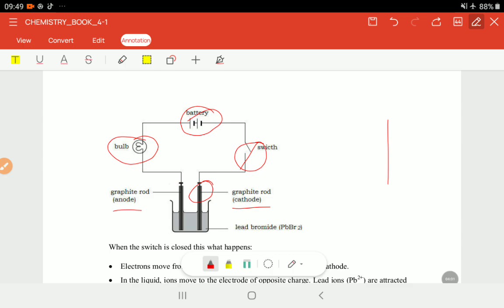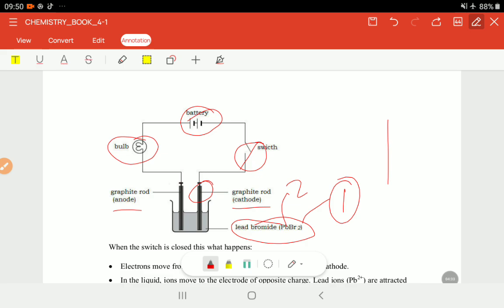This is our electrolyte and it's called lead bromide. And lead is in group 2, and we know bromine just needs one electron, right? They just need one electron. Because it needs only one, it is in group 7. That's why we need two.